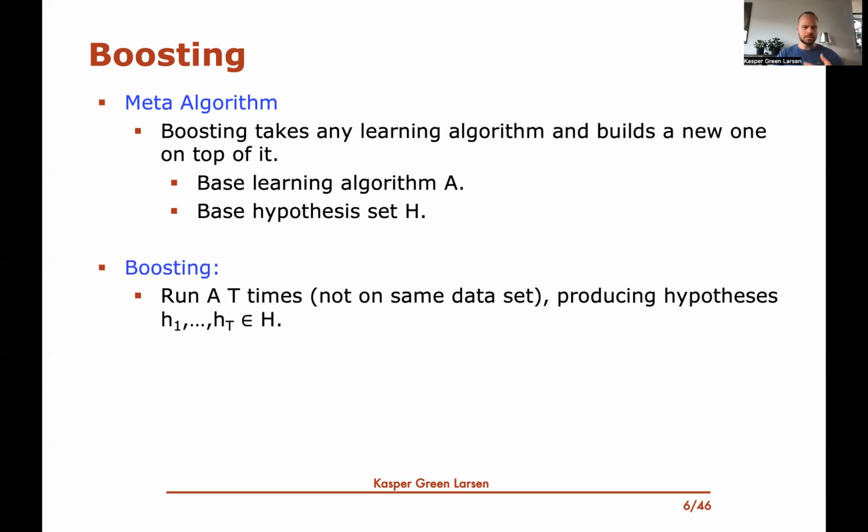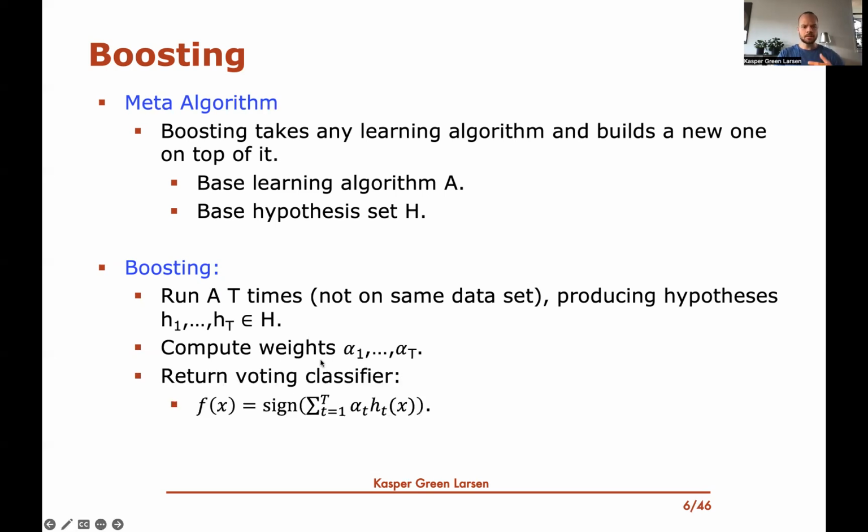But you're going to run the algorithm T times on different data sets. Of course, I haven't yet said what those data sets are. Then each of these iterations of the base learning algorithm is going to output a hypothesis, h1 up to hT, right? Now you're somehow going to compute some weights, alpha 1 up to alpha T, one for each of these hypotheses that you trained. And then the final classifier that you're going to use to make new predictions is the one where you return the sign of the sum over all these T hypotheses, weighing each by the weight alpha t, times the prediction made by that hypothesis.